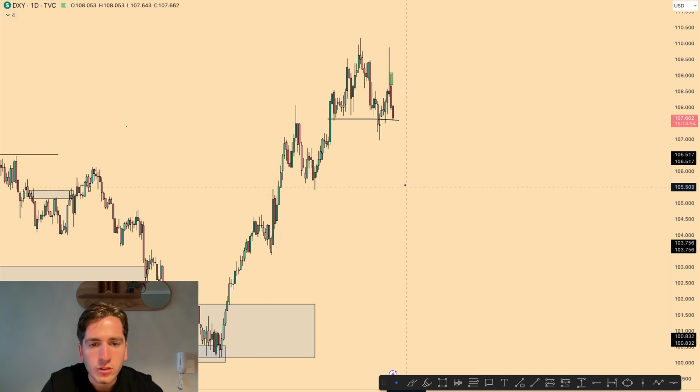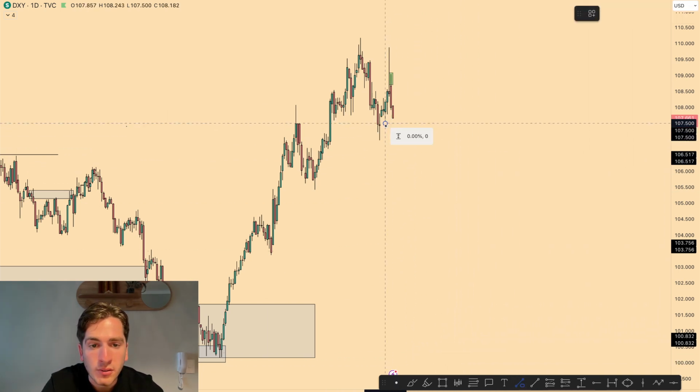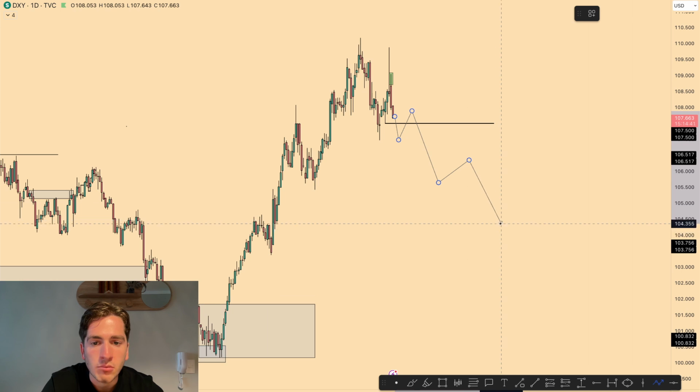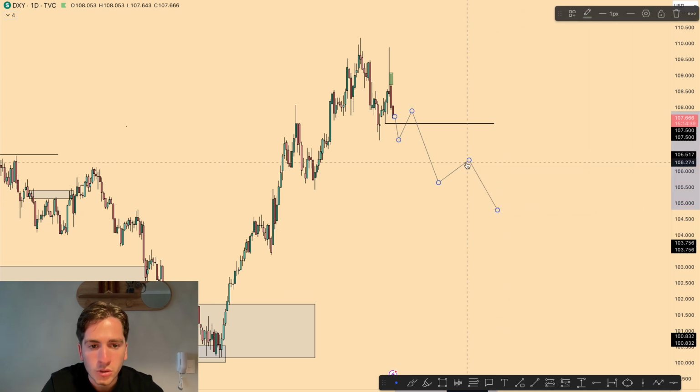Overall, what we are now seeing is that the market is nearing a fractal low here on the daily time frame. Once that fractal low is broken, there's going to be even more probability that the dollar index will continue pushing down lower for now in the medium to short term.